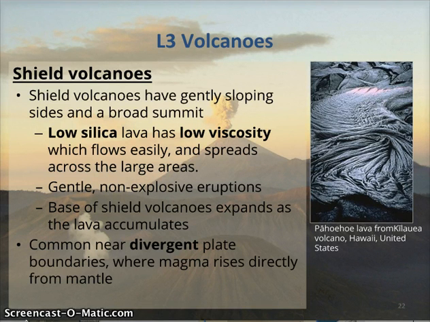These are common near divergent plate boundaries where magma rises directly from the mantle. Shield volcanoes can also be found at hotspots in the plates, as is the case in Hawaii, and this is some Pahoehoe lava from Kilauea volcano in Hawaii, USA. And it looks like ropes because of the way that it flows gently and then solidifies slowly as well. You can see actually it's still very hot here.